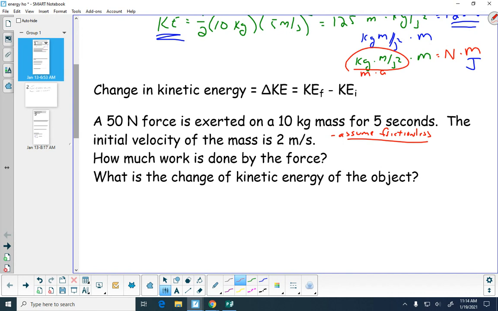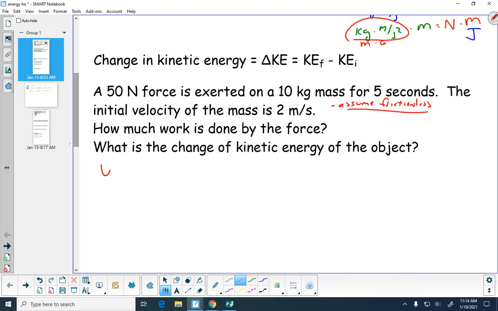Well, how do we calculate work? Work is calculated by force times distance, or displacement. So we know we have a force of 50 newtons, but we don't know displacement. But we do know that we have an initial velocity equal to 2 meters per second, and we have a time of 5 seconds.